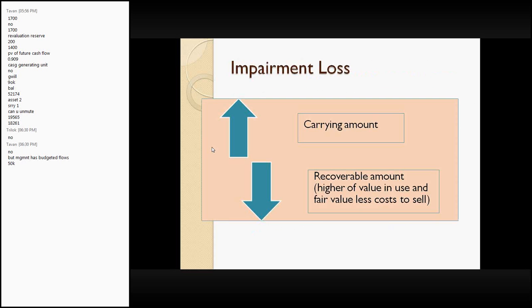Now, when does impairment loss occur? When the carrying amount is higher than the recoverable amount. Recoverable amount is the higher of value in use and fair value less cost to sell.